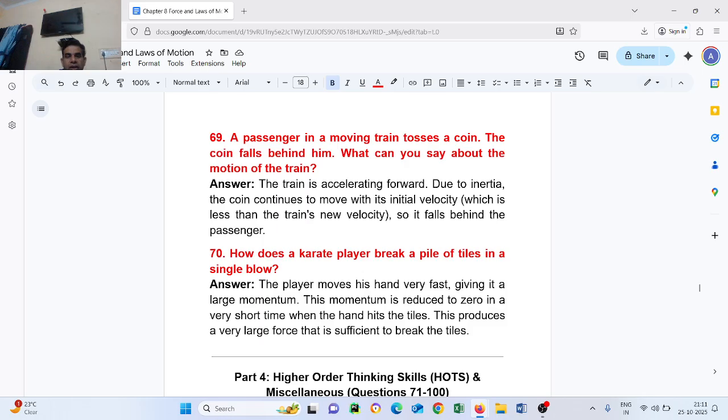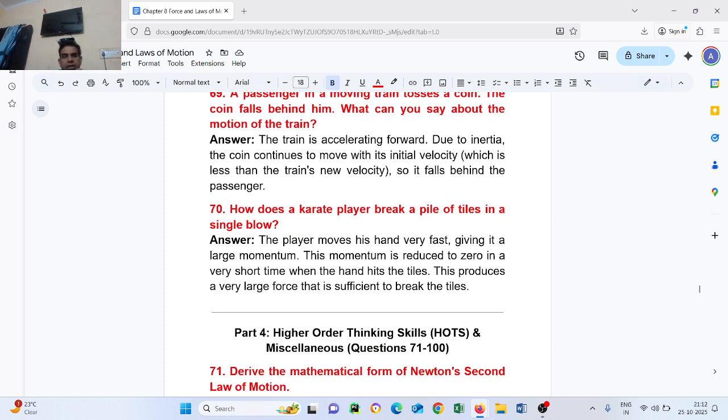Question number 70. How does a karate player break a pile of tiles in a single blow? The player moves his hand very fast, giving it a large momentum. This momentum is reduced to zero in a very short time. When the hand hits the tiles, this produces a very large force that is sufficient to break the tiles.